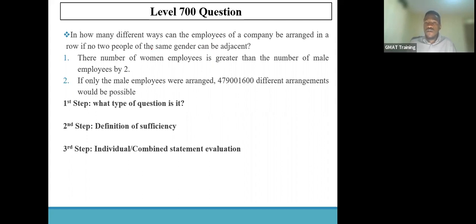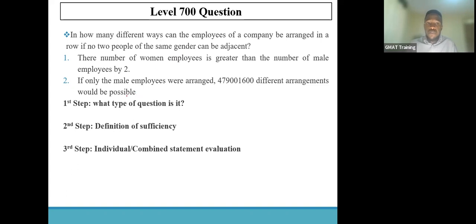We just want a situation where, if we arrange them, we would have a male employee followed by a female, followed by a male, and so on. They are alternating. We don't want anyone of the same gender adjacent.